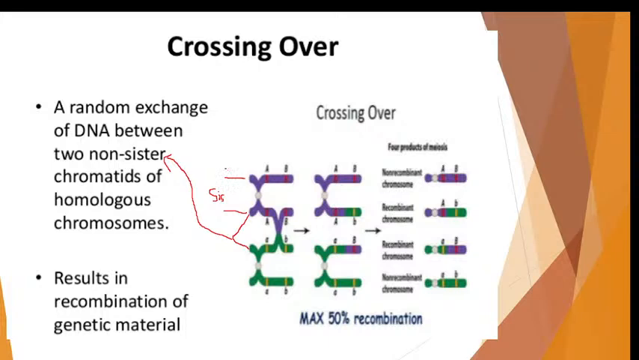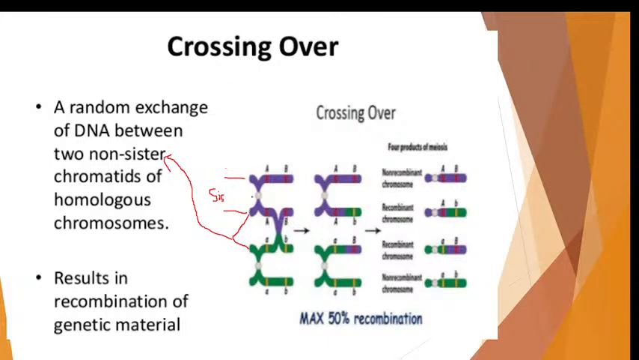Because of this crossing over, genetic variation happens, because of the exchange of the DNA or the genetic material. Variation happens in inheritance. That's why the offspring do not look exactly the same as the parents.